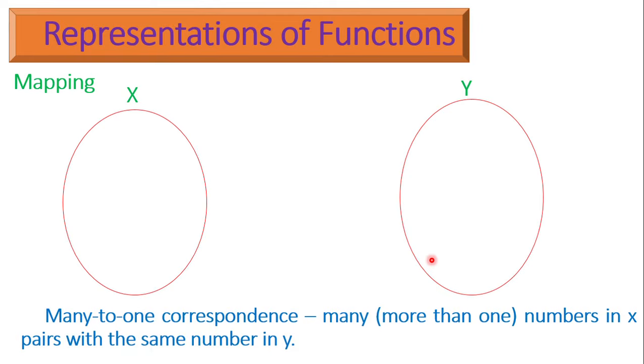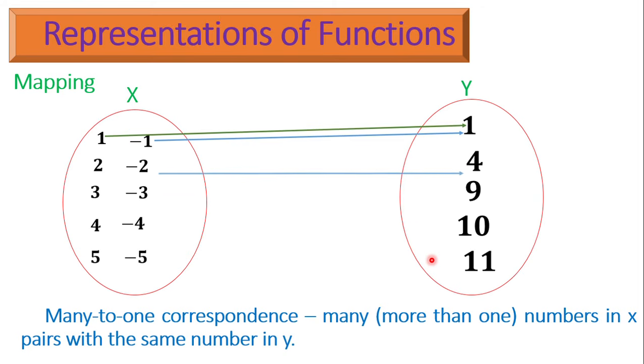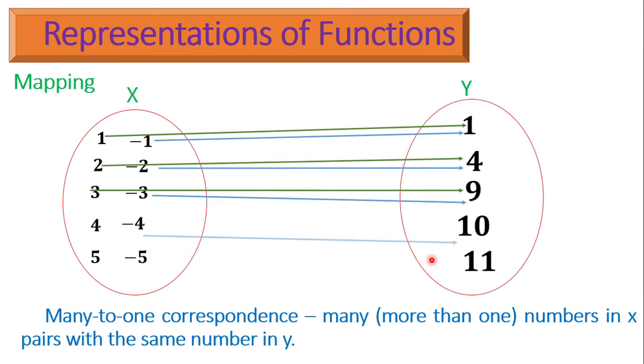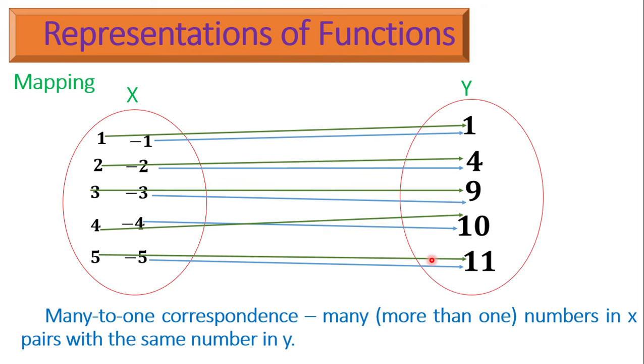Okay, next condition. Many-to-one correspondence, or more than one number in X pairs with the same number in Y. O, lagay tayo ng sample. For example, 1, -1, 2, -2, 3, -3, 4, -4, 5, and -5. So, sa kabila, 1, 4, 9, 16, and 25. Okay, so yan. -1, nagkaroon sa 1. Nagkaroon din siya sa 1. 2, -2. -3, sa 3. -4, and sa 4. Ayan. So, sa -5 and 5.